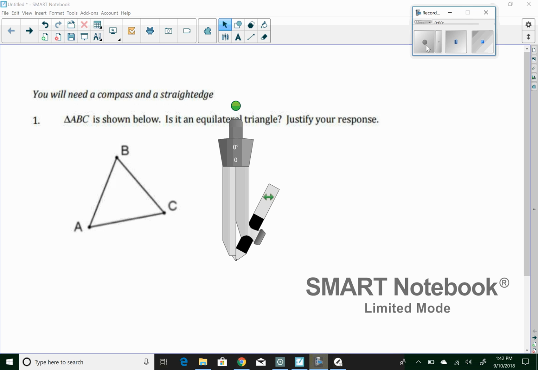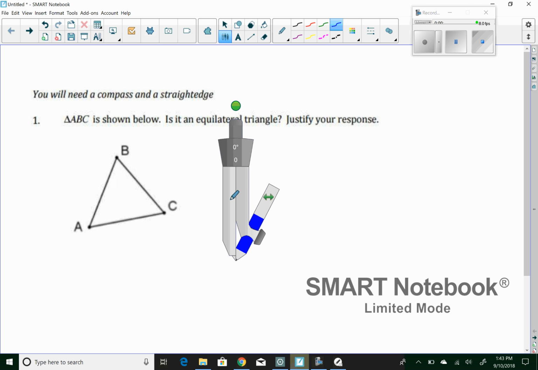Hello everybody and welcome to the video here for lesson number 2 in geometry. We are talking about equilateral triangles, and I know this construction is familiar because we just did it in lesson number 1, but we do some different things with it here in lesson number 2. So first question says, is triangle ABC equilateral?